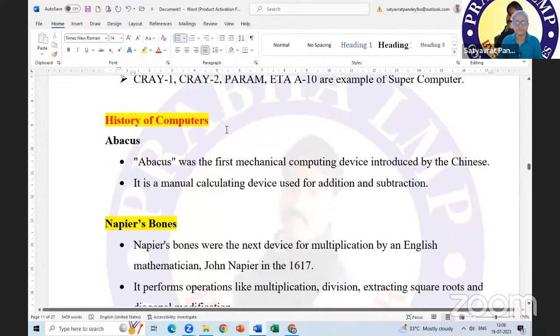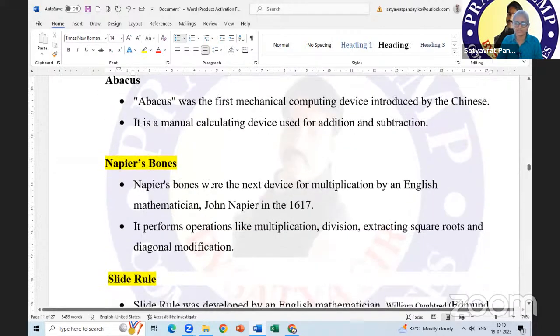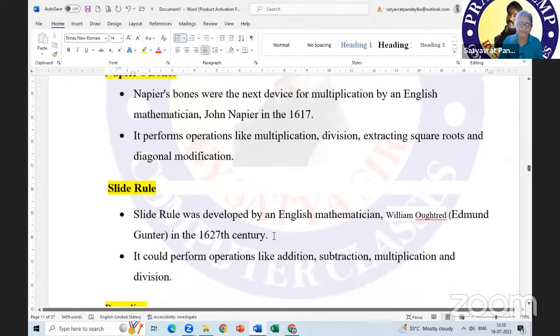Now, history of computers. Abacus. Abacus was the first mechanical computing device, introduced by the Chinese. It is a manual calculating device used for addition and subtraction. Second is Napier's bones. Napier's bones was the next device for multiplication, by an English mathematician, John Napier, in 1617. It performs operations like multiplication, division, extracting square roots, and diagonal multiplication.